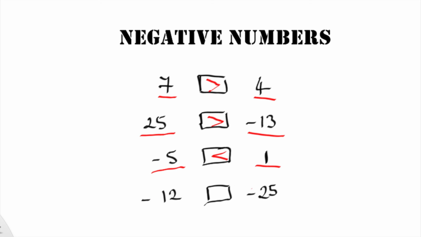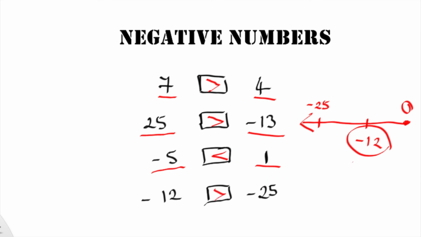And now let's take minus 12 and minus 25. Both of them are negative, so this is where the tricky part comes. If you want, you can do the number line again. So we'll have 0 here. Let's suppose minus 12 is going to be somewhere here and minus 25 is going to be here. Which one is more towards the right? It's minus 12. That means minus 12 has to be bigger than minus 25.